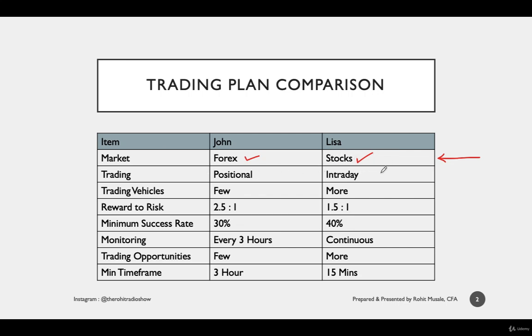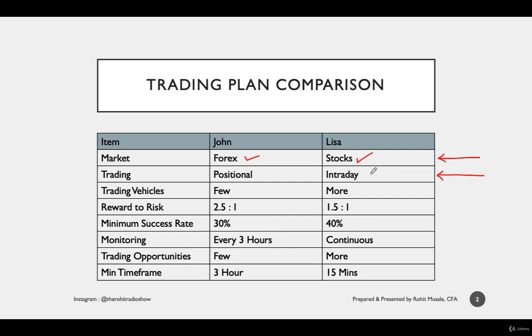Now, the trading style that they have chosen is: John is a positional trader and Lisa is an intraday trader. This is very important. This really depends on your personal circumstances. If you are working at a 9 to 5 job, the chances are very low that you will choose the intraday option, because this requires you to be on your toes. Moreover, when you are trading intraday, you are likely trading smaller time frames.